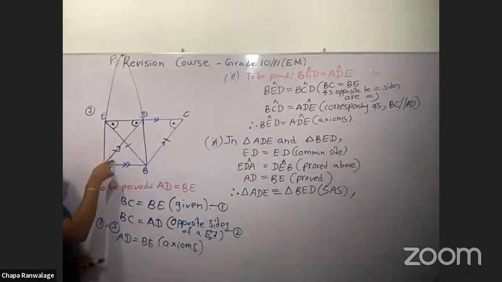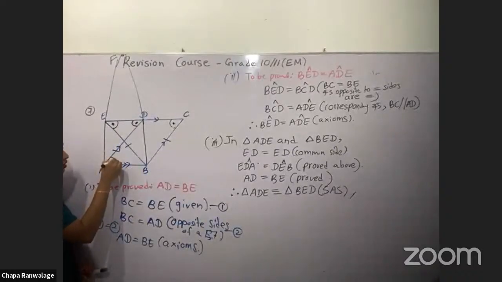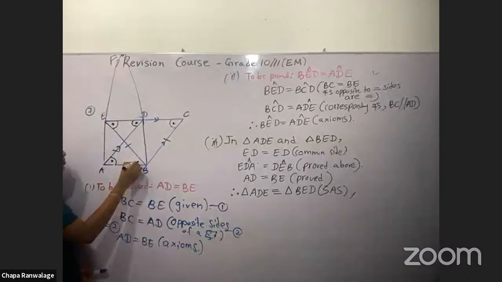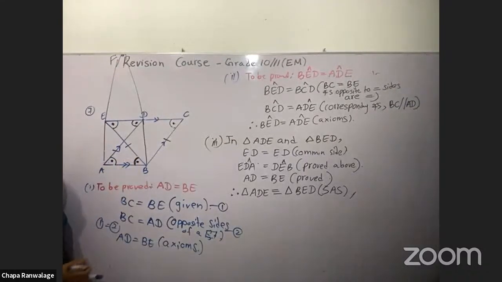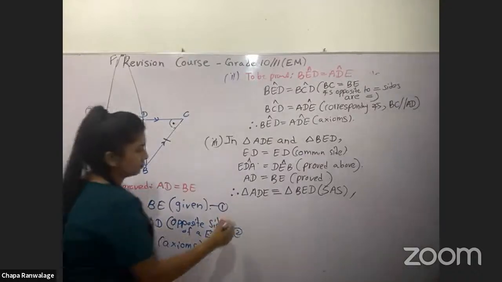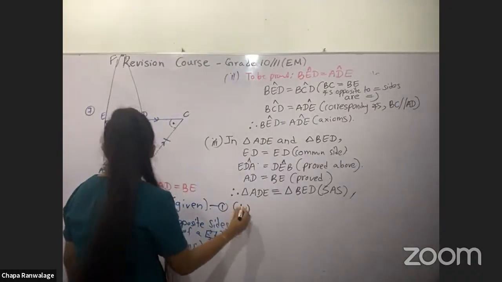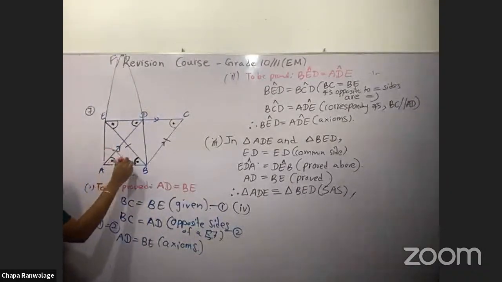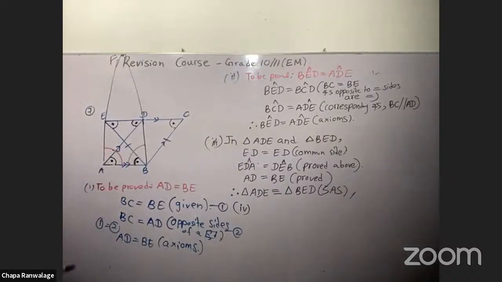This one is equal to this one. I'm writing now: alternate angles, this one is equal to this one. Alternate angles. When I prove this one equals this angle. Correct?